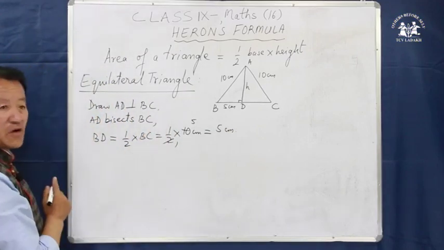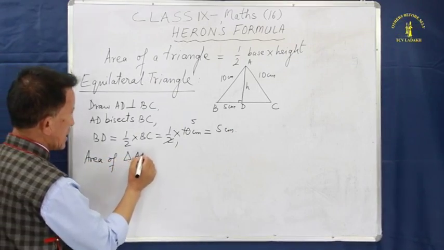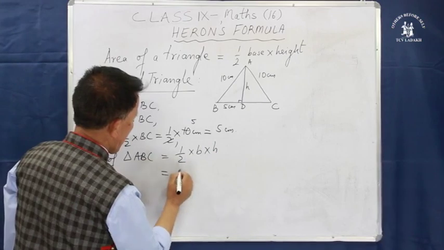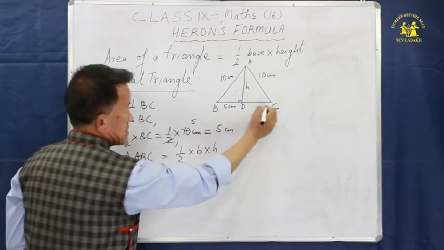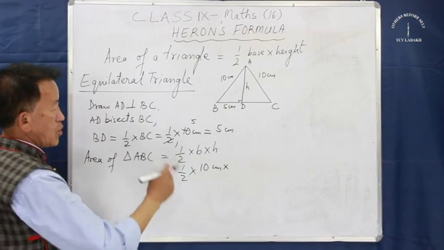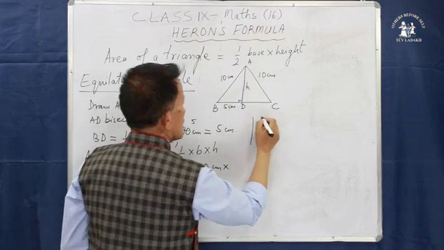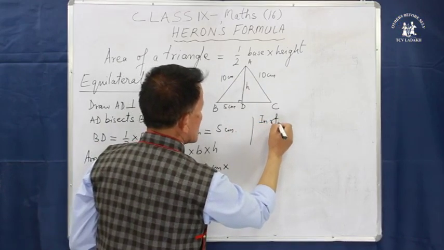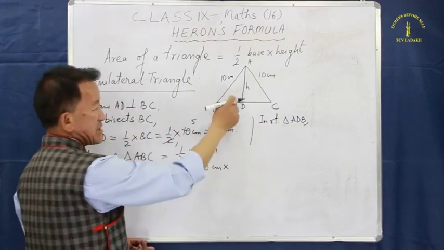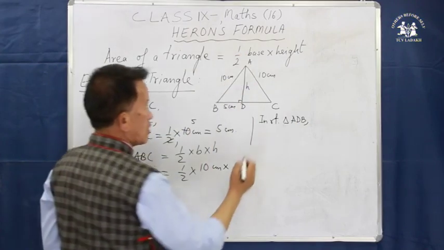Okay, now we shall find the area of triangle ABC. Area of equilateral triangle ABC is equal to half into base into height. Let's take BC as the base. Base is 10 centimeter. Okay, now before we go to this, let's try to find the height. Now, in right triangle ADB, since it is a right triangle, we can find the height with the help of Pythagoras theorem.